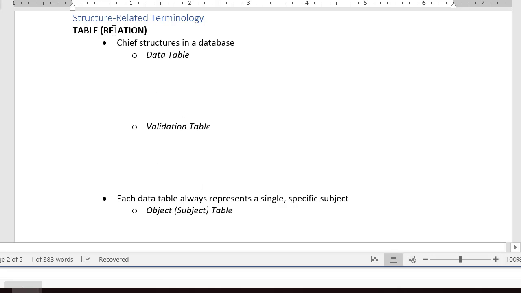So when we talk about this structure-related terminology, you have to think that each data table, I should say, represents a single specific subject. So I like to name a subject as if you think about your English that you learned in high school or junior high, think about a noun. A noun is a person, place, or thing.